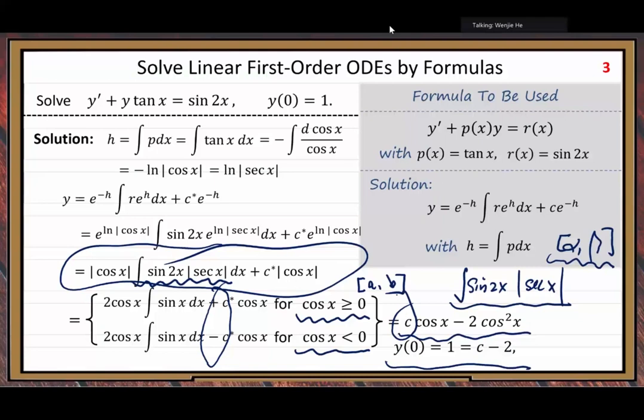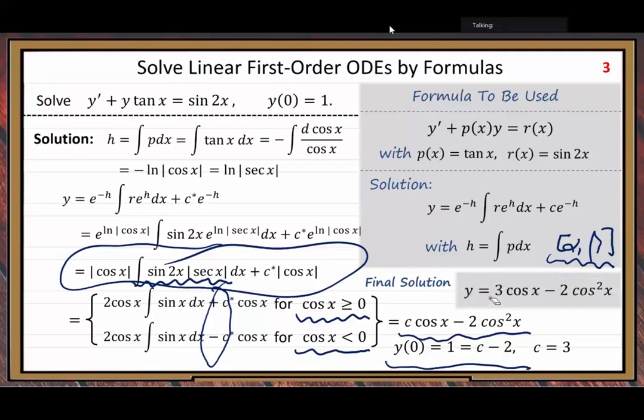All right, now we can continue. We need to determine this little c constant by plugging in the initial condition. So we can find the little c value, and at the end, we find the final solution. Let me erase this place. Final solution.